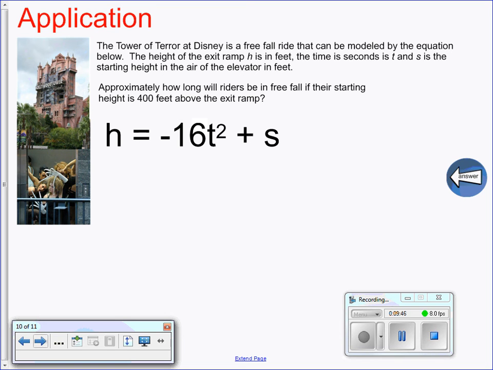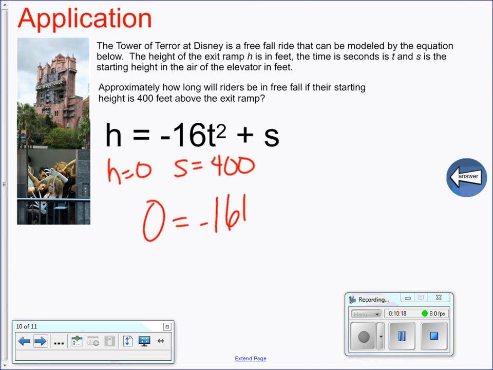The Tower of Terror at Disney is a free fall ride that can be modeled by the equation. The height h is in feet, the time t is in seconds, and s is the starting height. Approximately how long will riders be in a free fall if their starting height is 400 feet above the exit ramp? Okay, so the h is going to be 0, and our s is the 400. That's our starting height. So I have 0 equals negative 16t squared plus 400.